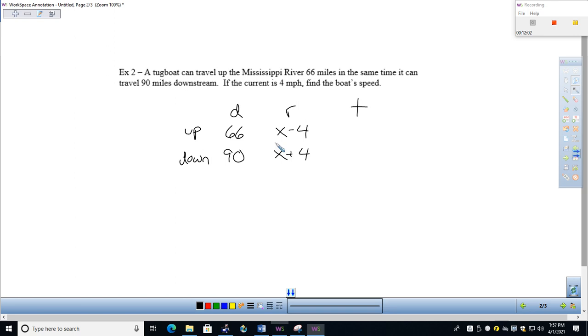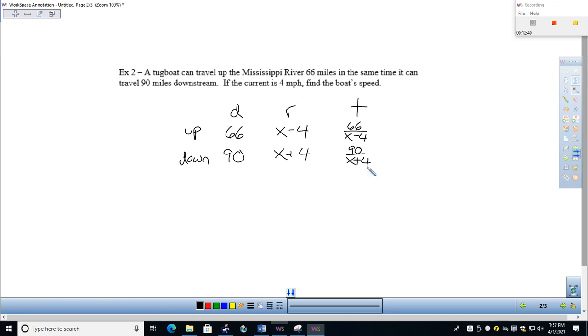Okay, now like we kind of did in the last one, I've got numbers in one, variables in the other. Let's combine them to get the third. Distance divided by rate is equal to time. So I know the time here is 66 over x minus 4. And I know the time here is 90 over x plus 4.